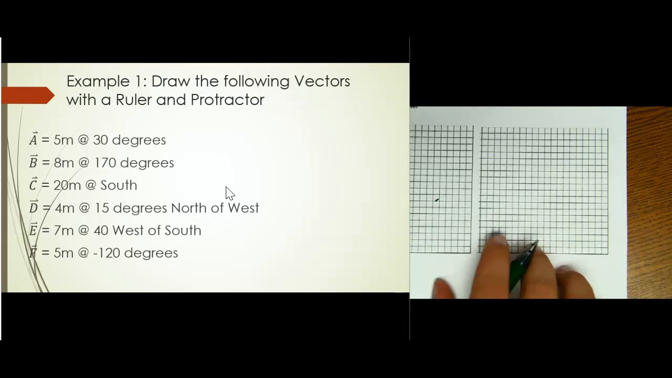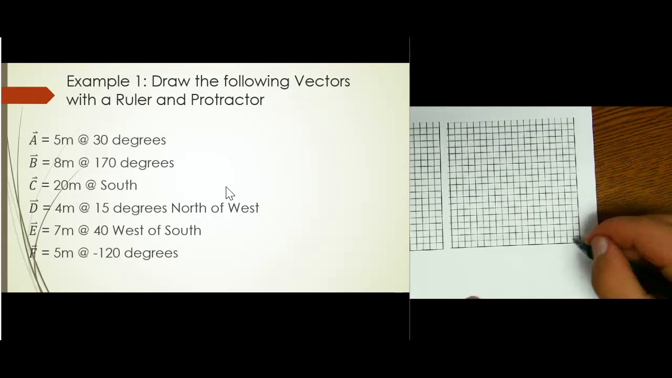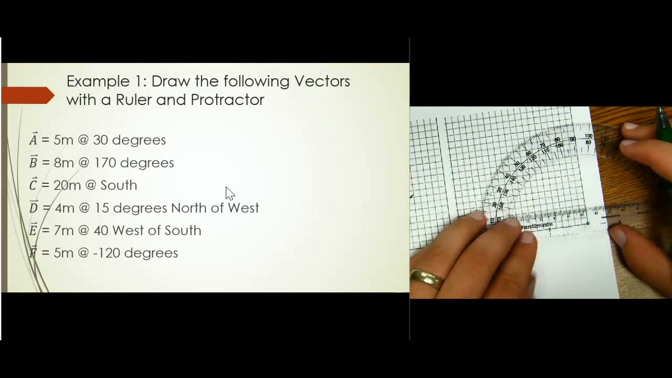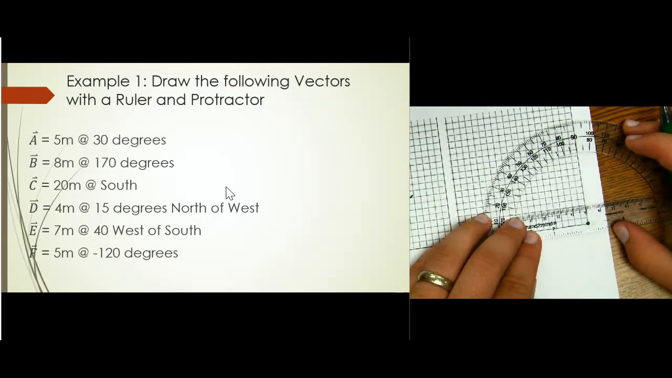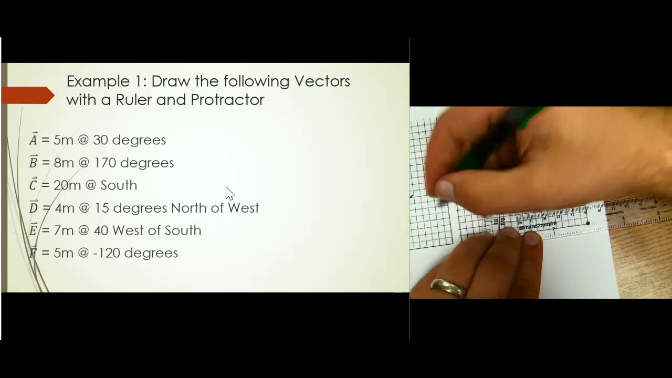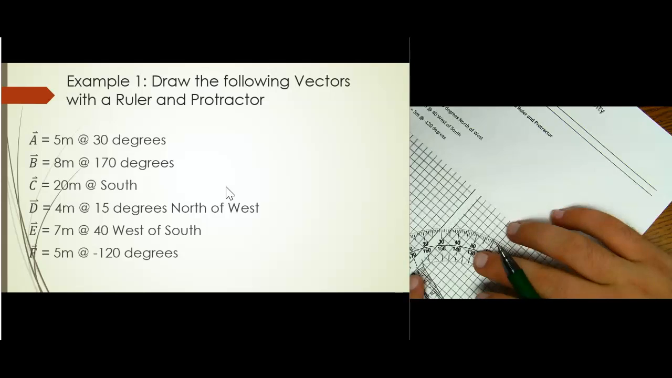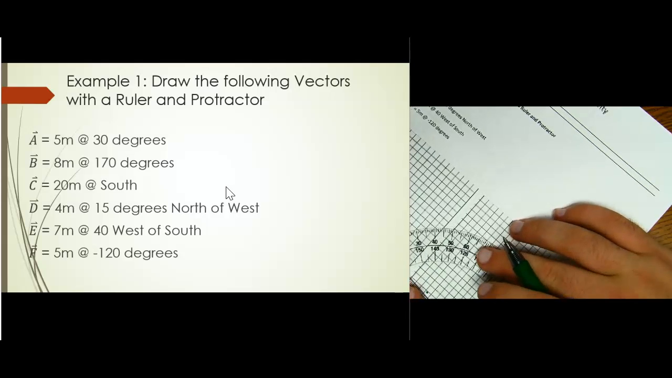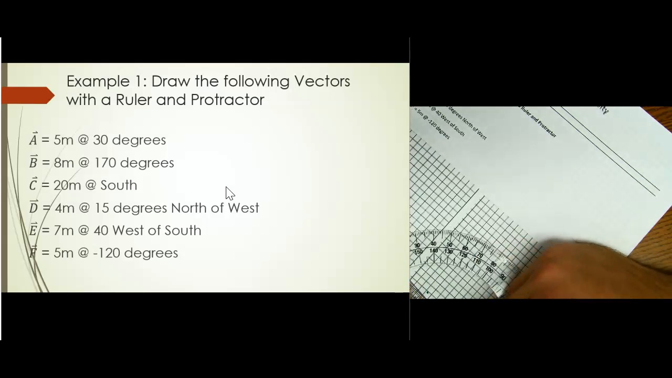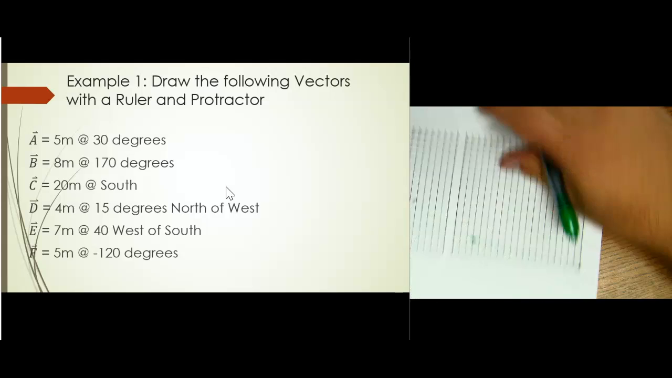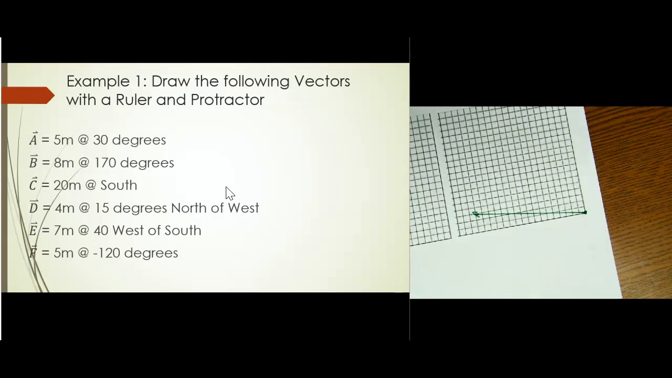Next one, 170 degrees. I'm going to start in the bottom right hand side this time. Line it up. Circle, circle. Line it up. 170 degrees. It's way over there. 8 centimeters. Should look something like that. 170 degrees.